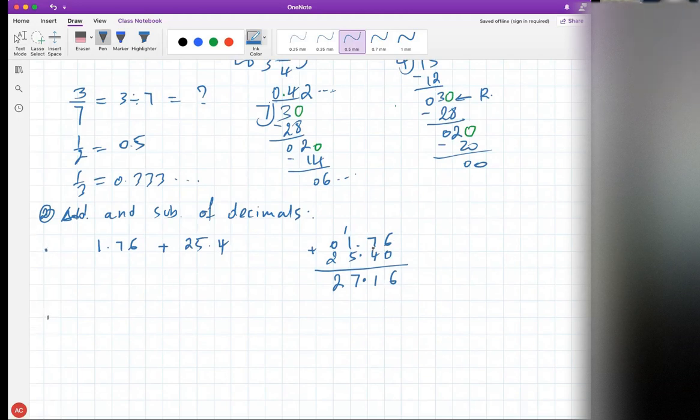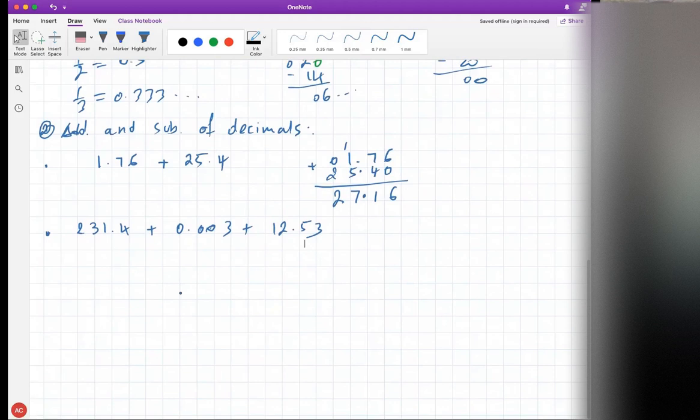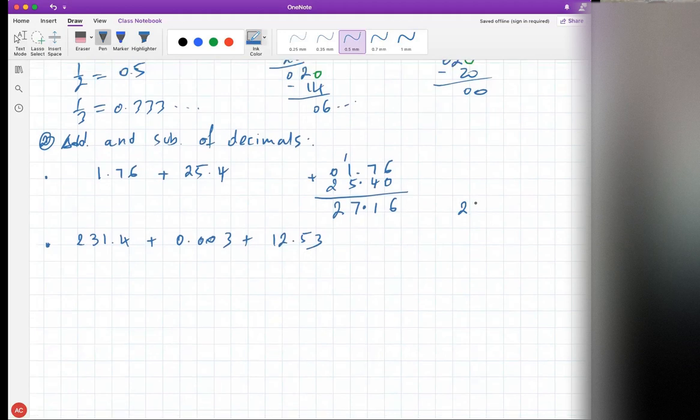You can add not only 2 decimals, you can add even more, 3 or 4 or 5 decimals all at the same time. If you align all the decimal points together, you can add them all at the same time. For example, let's add this number to maybe 0.003, or maybe some other number, 12.53. So we can add all these 3 together at the same time. Again, be careful to align all your decimals. So let's write the first number.